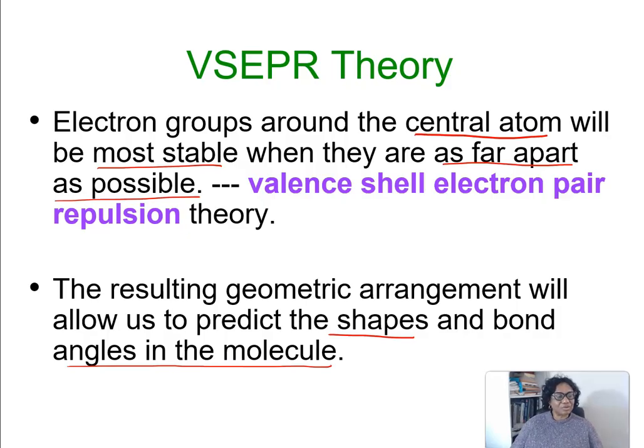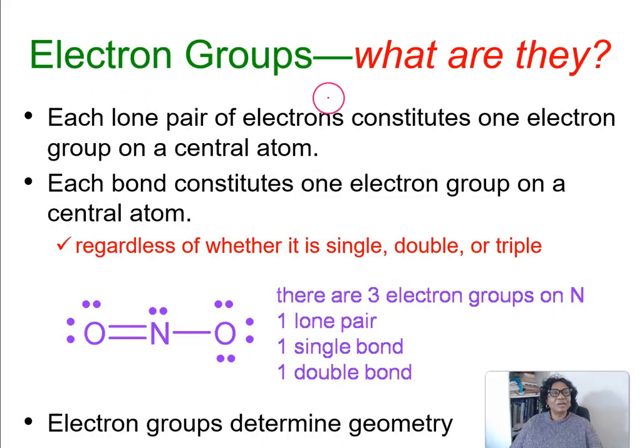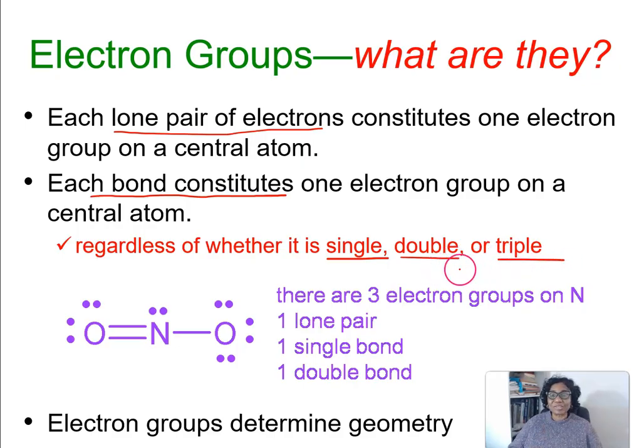But what are electron groups? We need to understand what electron groups are. A lone pair of electrons around the central atom is an electron group. Electrons in a bond are an electron group. A single bond is one electron group. A double bond is not two electron groups, it's one electron group. A triple bond is not three electron groups, it's one electron group.